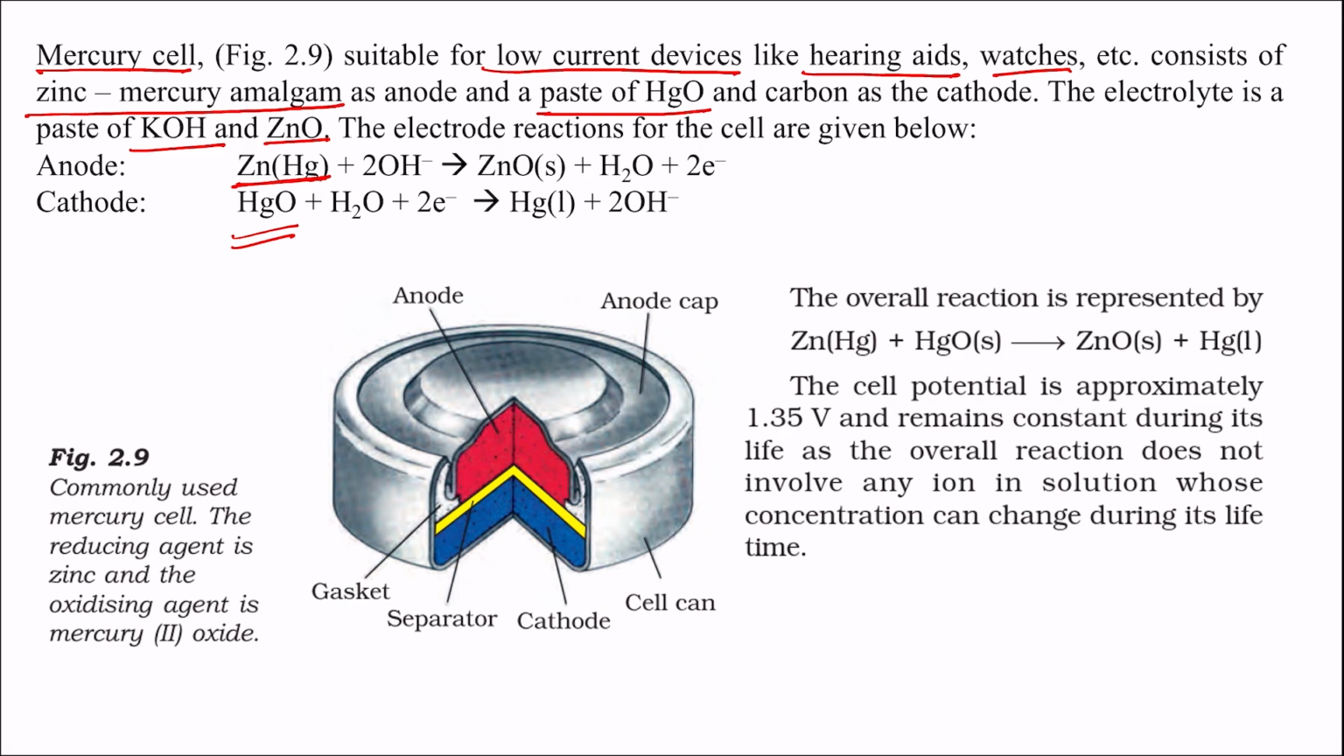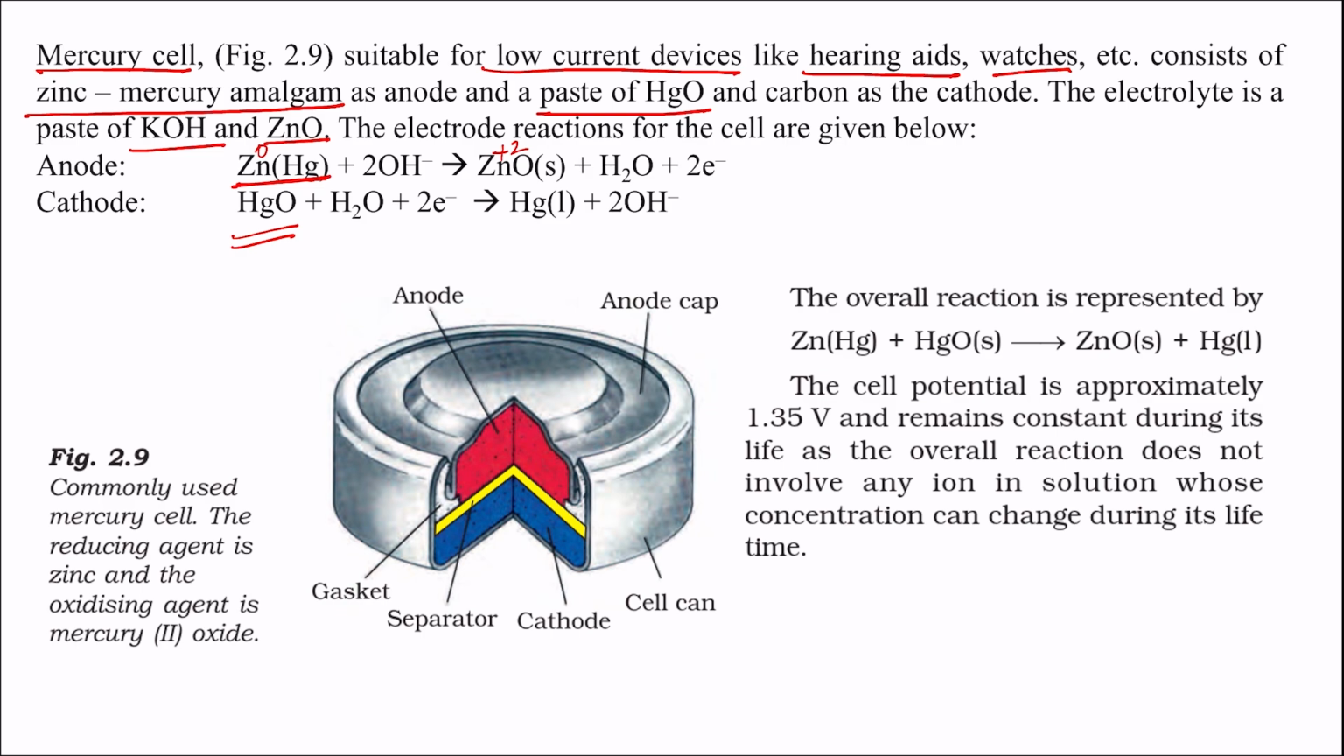The electrode reaction is: at the anode, zinc mercury amalgam plus 2OH- ions changes into solid zinc oxide, water, and 2 electrons are given out. So it involves oxidation of zinc. In zinc mercury amalgam, the oxidation state of zinc is 0 and in zinc oxide it is +2. So this is undergoing oxidation.